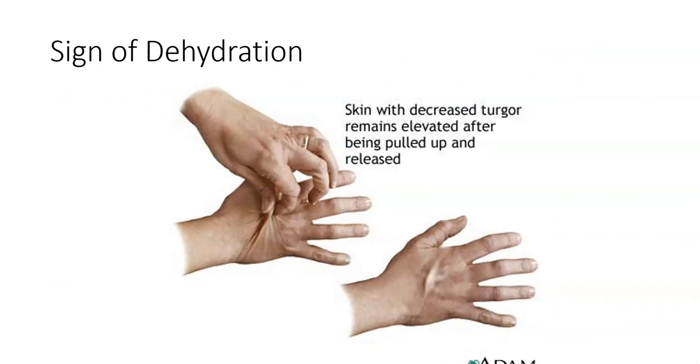Here's an example of what happens when someone is dehydrated due to hypertonic dehydration. The skin that's pulled up is left puckered, and we say that the skin has been left tented up.